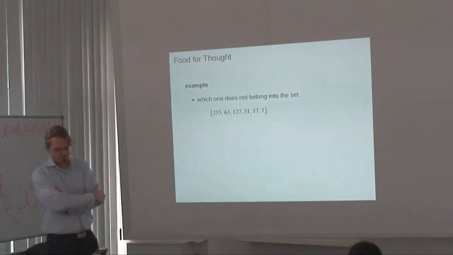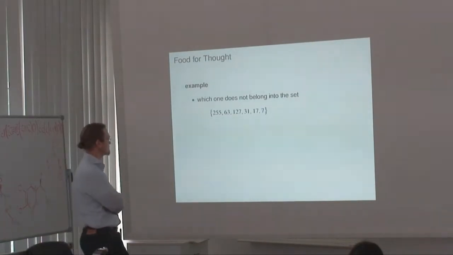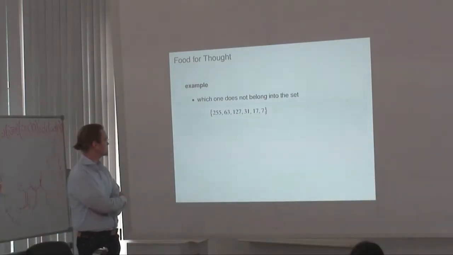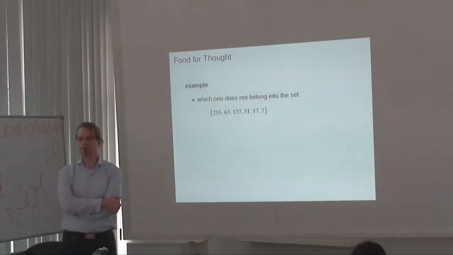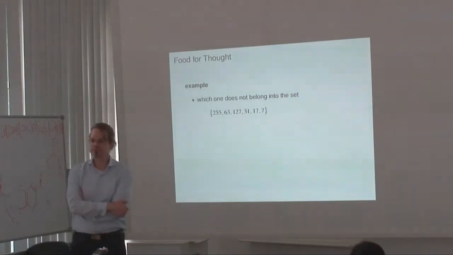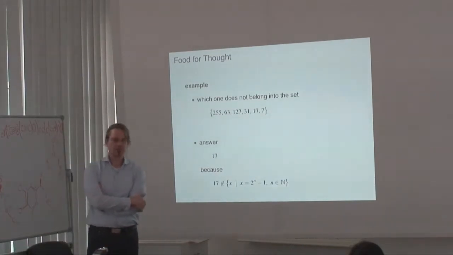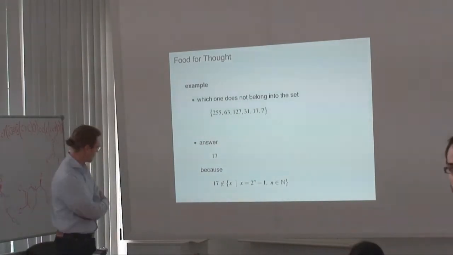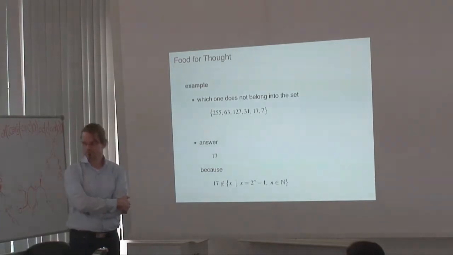Let's slightly modify this task. Now, instead of continuing a sequence of numbers, here is a set of numbers: 255, 63, 127, 31, 17, and 7. Now I want you to identify the outlier, the one that does not belong. I think that is 63 because it's divisible by 3. Okay, any other suggestions? I hear 17. Why 17? Because the others are a power of two, plus or minus 1. Excellent, very good. So in this case I would say it is 17, because 17 is not a member of the set of all x, where x is 2 raised to the power of some n, minus 1. It's why I've always hated these tests, because there is more than one answer.